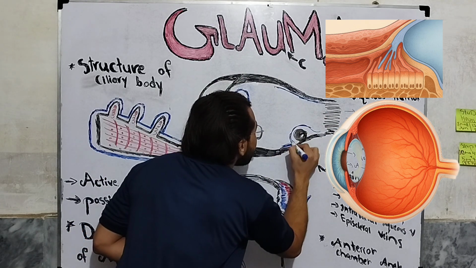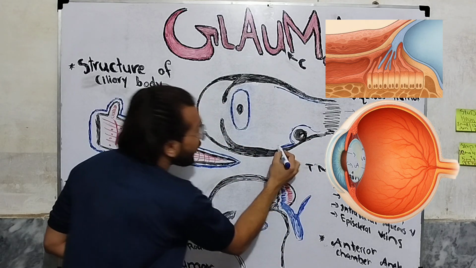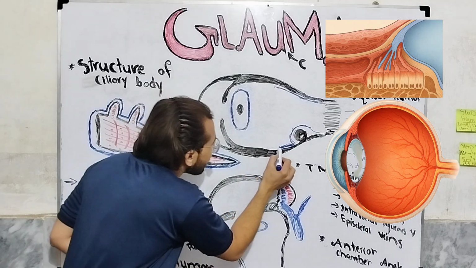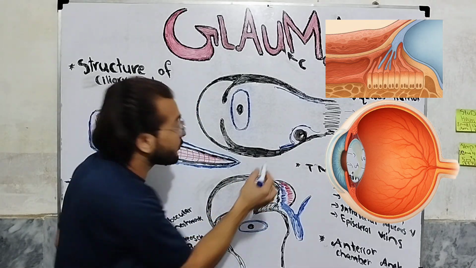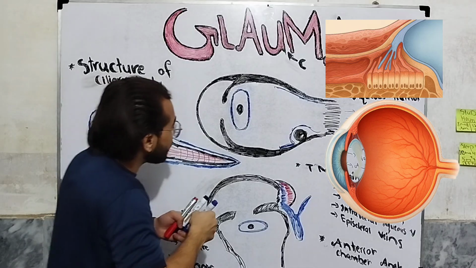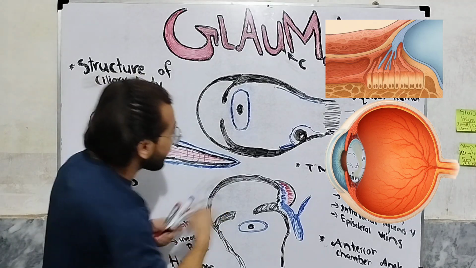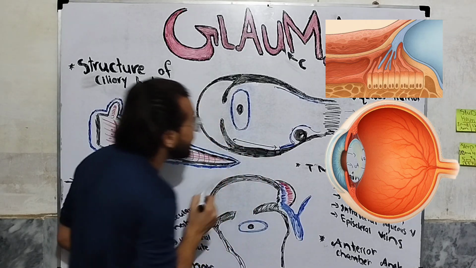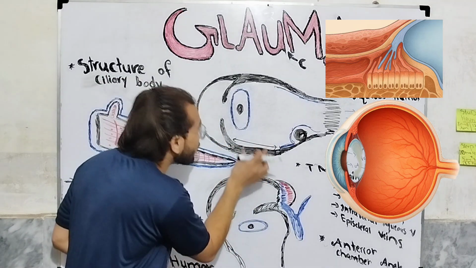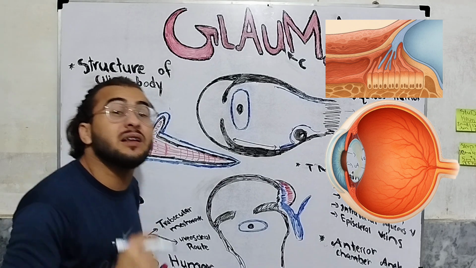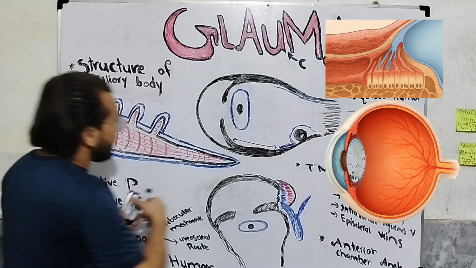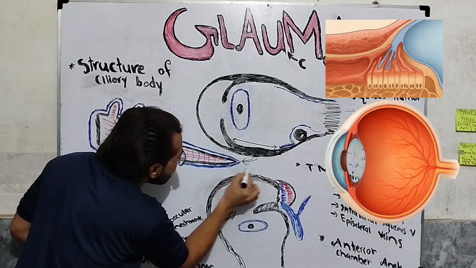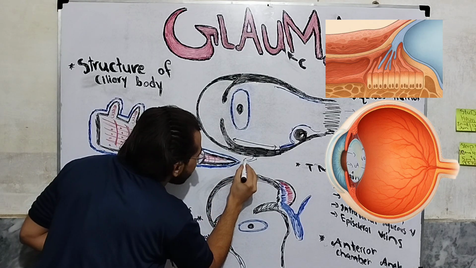Where the retina ends, this is called the ora serrata. The ciliary body starts from the ora serrata up to the iris root. This is the anterior portion of the uveal layer, which is called the ciliary body. Here I take the ciliary body outside in a zoomed portion.